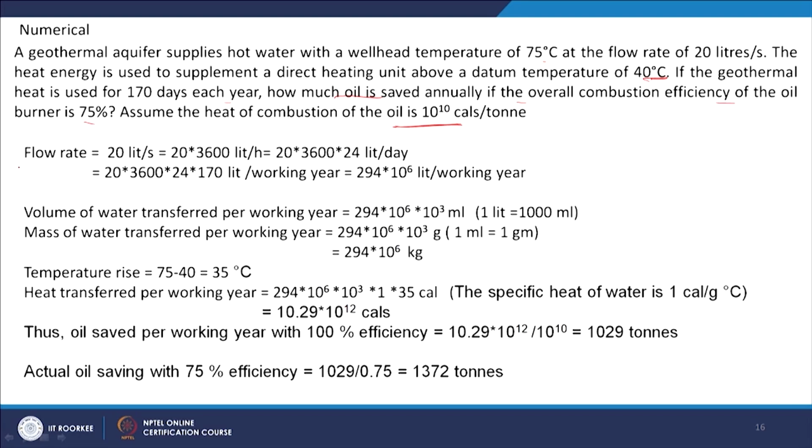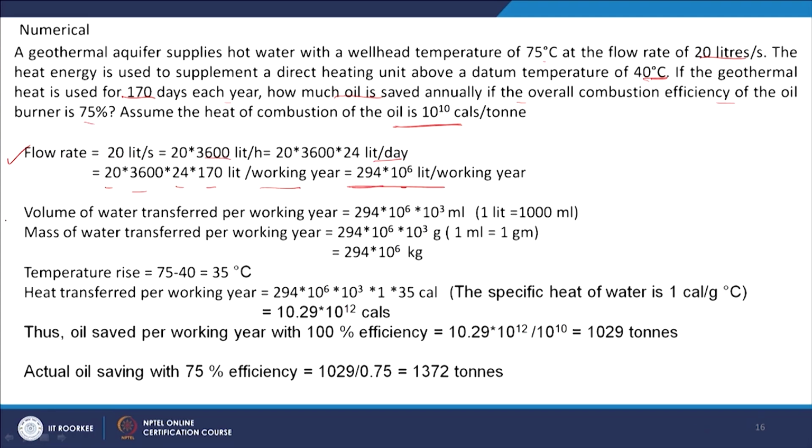Now, we have the flow rate, that is 20 liters per second of water. So, 20 into 3600 liter per hour. If we want to calculate per day, we have to multiply by 24, so 20 into 3600 into 24 liter per day. Now, in a year there are 170 working days. So, 20 into 3600 into 24 into 170 liter per working year. That is 294 into 10 to the power 6 liter per working year. This is the amount of water to be used for this application.